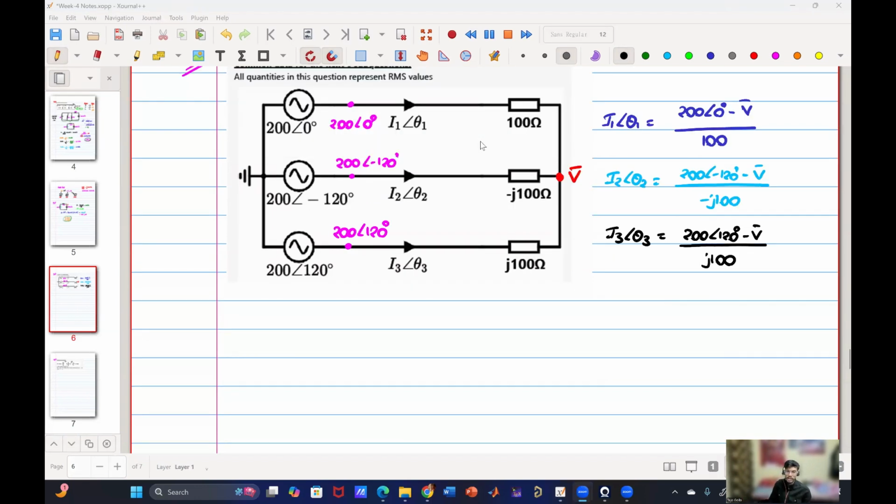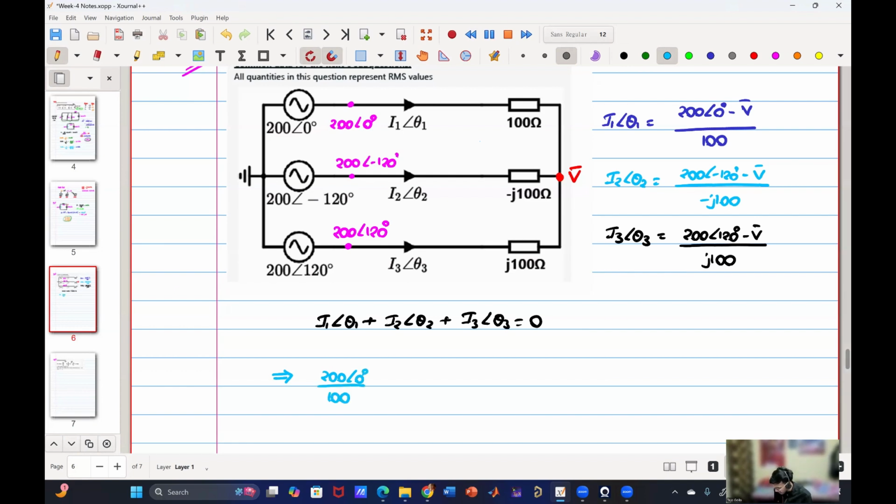So now let us apply KCL at that node. So the summation of the currents entering the node will be 0. So I1 angle theta 1 plus I2 angle theta 2 plus I3 angle theta 3 will be 0. Once you substitute I1, I2, I3 in this equation, I'll skip one step and write it. So I'll get 200 angle 0 degrees by 100.